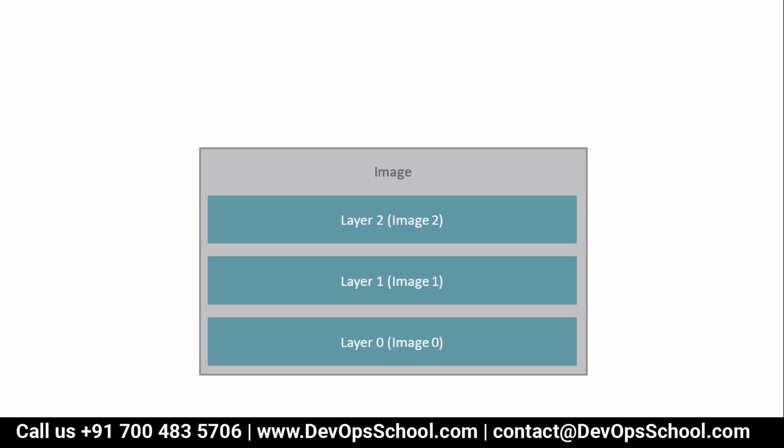So if you see there are 3 layers, you can create 3 images. Image 0 will have only layer 0, image 1 will have layer 0 plus layer 1 and its content, and then image 2 will have layer 2 as well. So it's a file system. Okay, so this is your image. Are you understanding it? What is a Docker image?